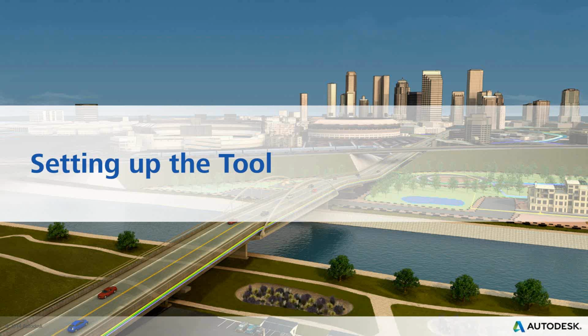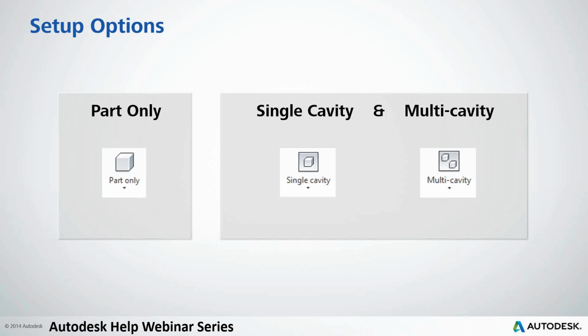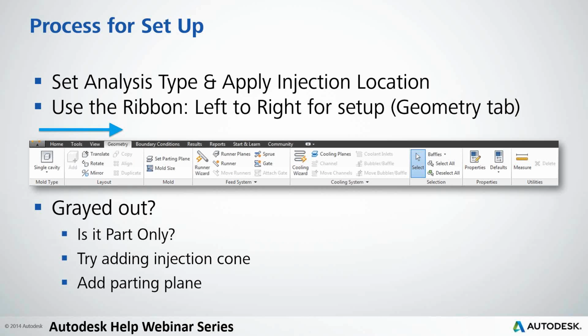Now moving on to setting up the actual tool in Moldflow. There are three options: one for adjust the part, and then two more options for single cavity and multi-cavity. Whenever you're going through to actually create that mold, you have to do a couple of different steps here, and I just listed out some steps. Basically you just want to follow that ribbon in the interface.